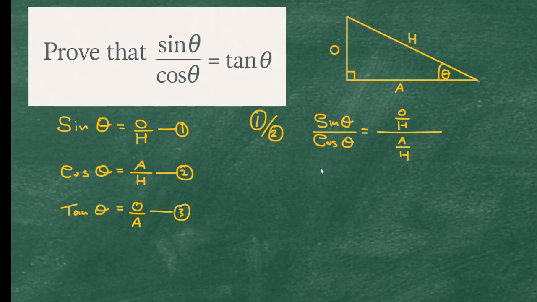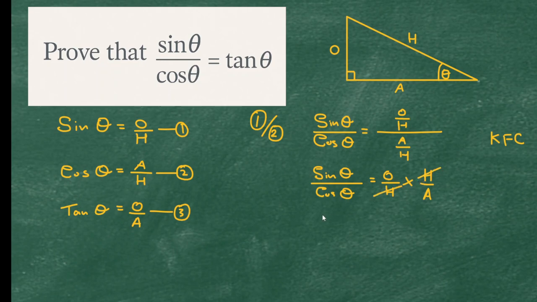Let's simplify this further. Sine theta divided by cos theta is equal to opposite over hypotenuse divided by this. Now I'm going to apply the keep, flip, change technique, KFC. So keep the first fraction, flip the second fraction. So A over H becomes H over A. Now division becomes multiplication. Now you can clearly see the H and H get cancelled out.